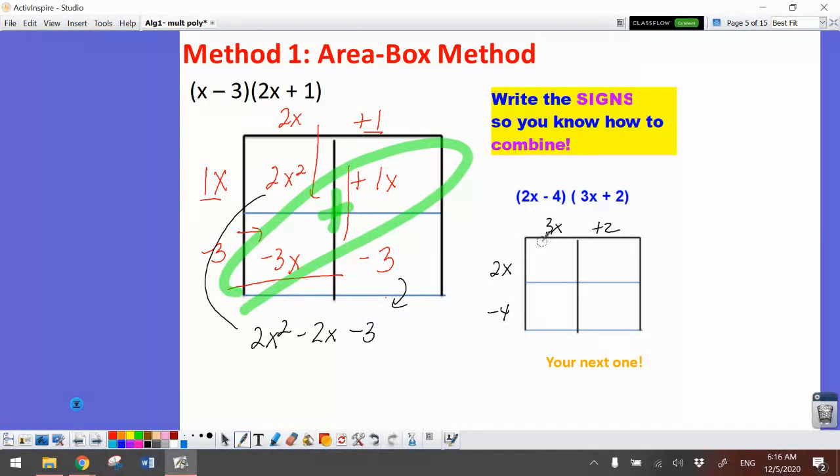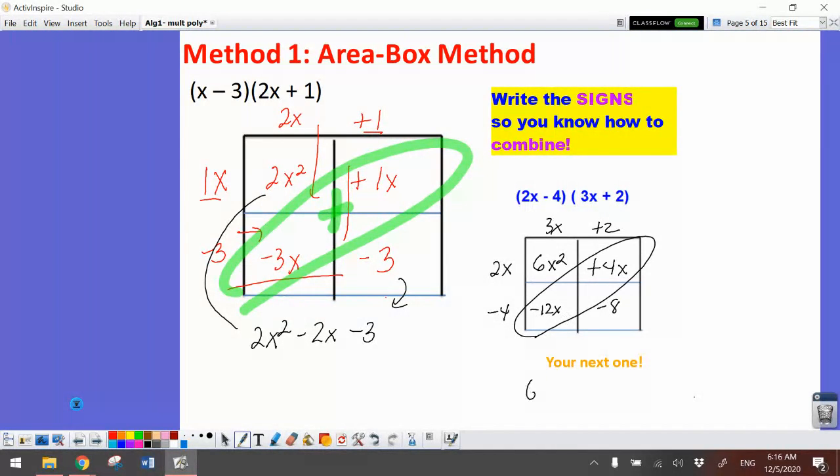Okay, let's see how you did. So I wrote 2x minus 4 down the left, 3x plus 2 across the top. First box is 6x squared. Second box across the top is positive 4x. Bottom box, negative 12x. And last box is negative 8.